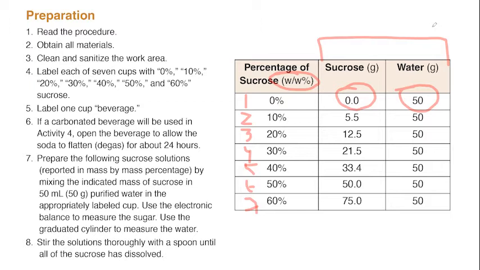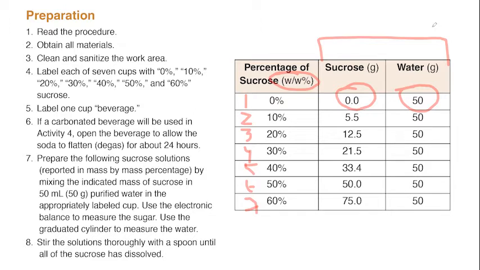Okay, so of the total mass of solution number 2, what will the total mass of solution number 2 be? 55.5. Right. And the sucrose is 5.5 grams, which is 10% of the 55.5. So it's based on a weight percentage.